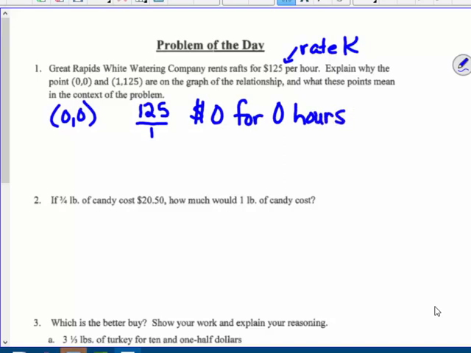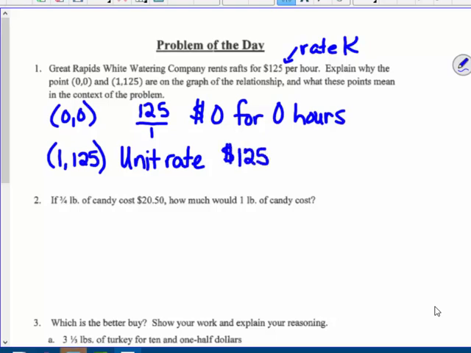Why is the point (1, 125) on the graph? Because that's the unit rate. It means for $125, you rent for 1 hour, just like it says right here. So in the context of the problem, $0 for 0 hours and $125 for 1 hour.